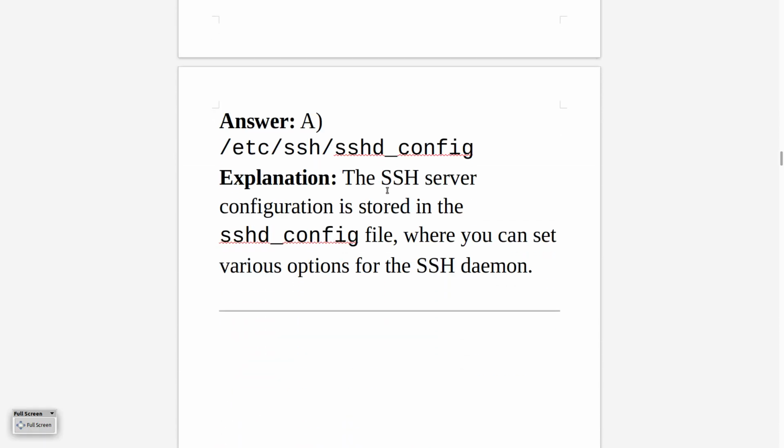And I was correct. The SSH server config is stored in sshd_config, where you can set various options for the SSH daemon. I was exactly right.